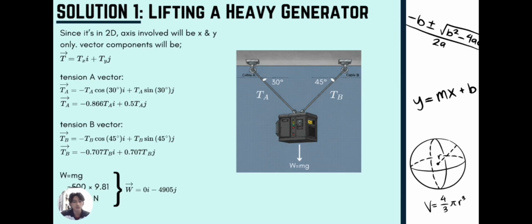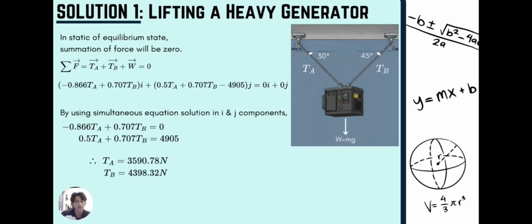0.707 TBj. So for the force of weight, we'll be using the formula W equal to mg, which is mass times gravity. So it is equal to 500 times 9.81 equal to 4,905 Newton. Convert it into vector form. It will be 0i minus 4,905j because it is in the y direction only.